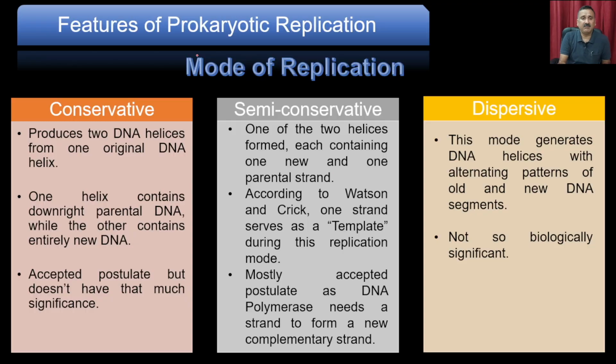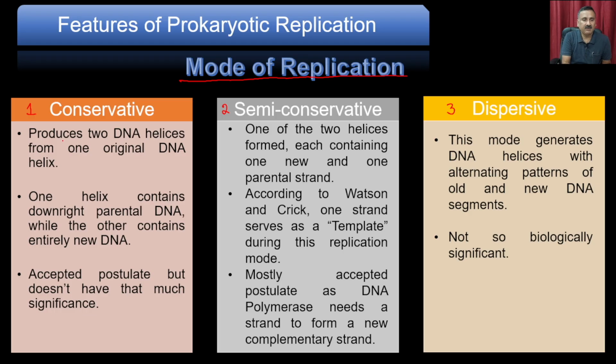Now, let us first ask the question how you can actually have the replication. So, there are 3 different modes which have been proposed as far as the replication is concerned. Replication can be done in 3 different modes. One is called the conservative mode, the second is called the semi conservative mode, and the third is called the dispersive mode.